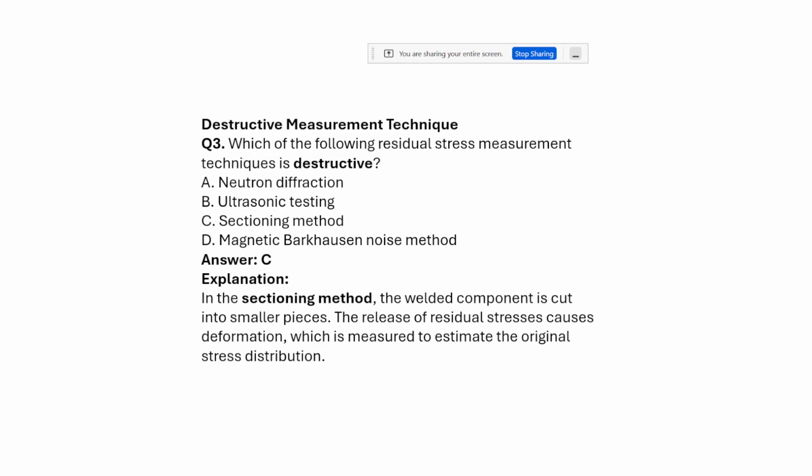Okay. Next, which of the following residual stress measurement techniques is a destructive one? Neutron diffraction, ultrasonic testing, sectioning method, or magnetic Barkhausen noise method. The answer will be the sectioning method. In the sectioning method, the weld component is cut into small pieces. The release of the residual stresses causes deformation, which is measured to estimate the original stress distribution.